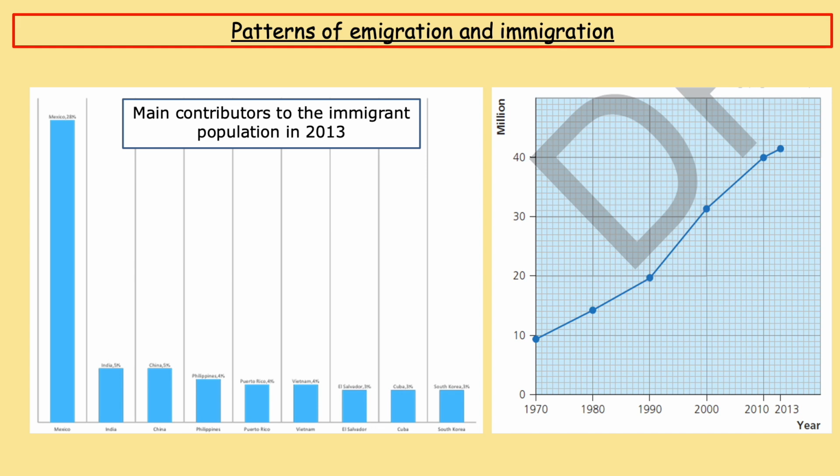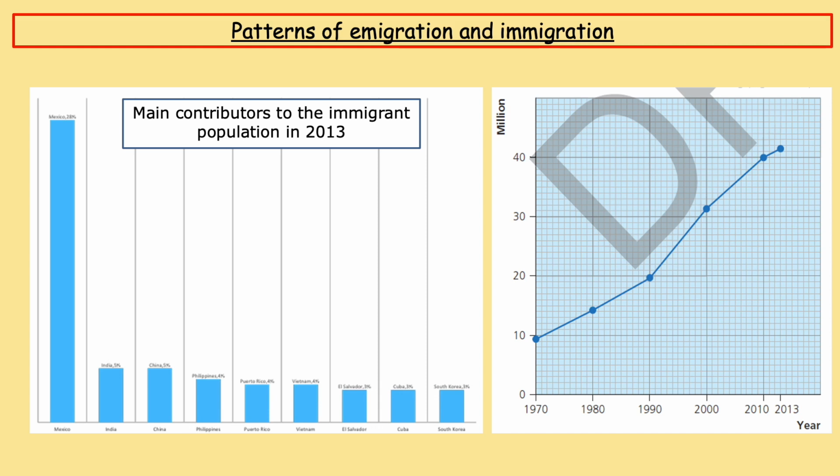In 2013, there were 41.3 million immigrants living in the USA. So 13% of the USA's total population was people that had moved to the USA from abroad. It included 78 nationalities with over 50,000 people each, and 9 nationalities that had over 1 million people. The main contributors, as we've already said, were Mexico, India, China, the Philippines, Puerto Rico, Vietnam, El Salvador, Cuba, and South Korea. You can see that on the graph.